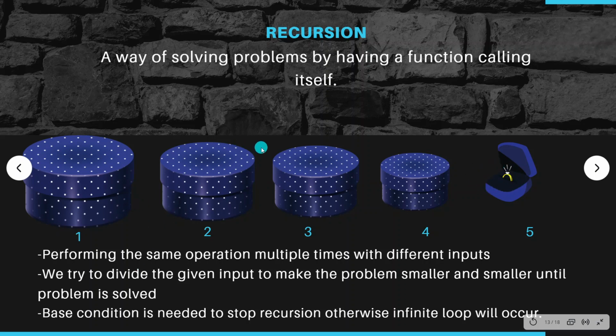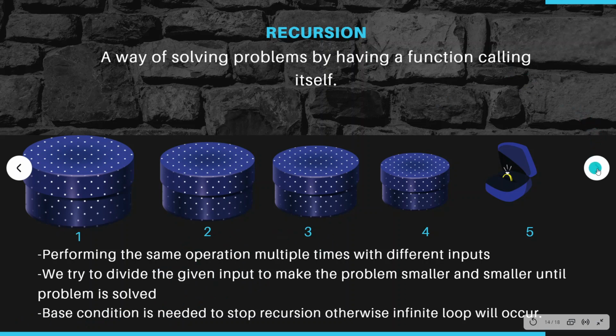So one thing is necessary. The base condition is needed to stop recursion, otherwise an infinite loop will occur. So it is a real life example, but in programming, if we do not give the base condition to recursion, it may go into an infinite loop. So we will see examples of it to understand more.